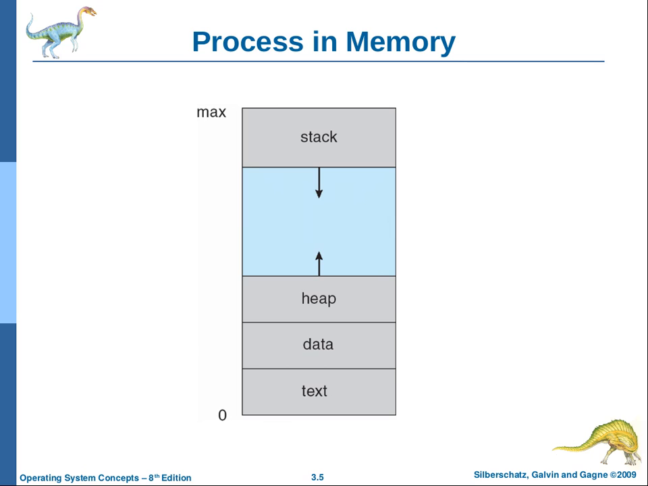Process and memory. Hopefully this looks familiar from architecture. Your text is your program. Your data is your global memory, and usually it also contains the heap. Notice they're connected. The heap grows towards the other direction. In this example, we have it growing up, and the stack grows down.